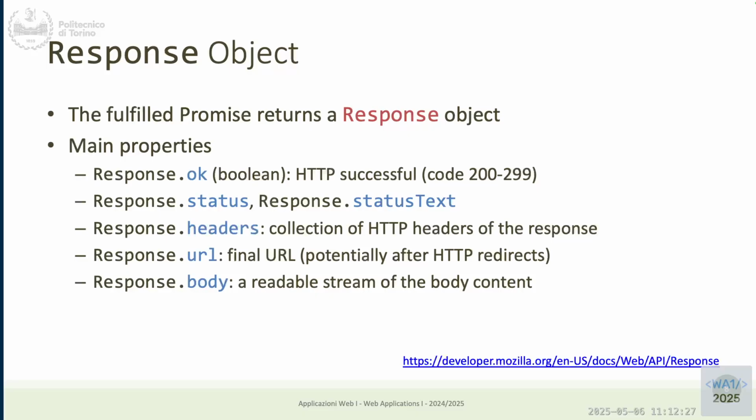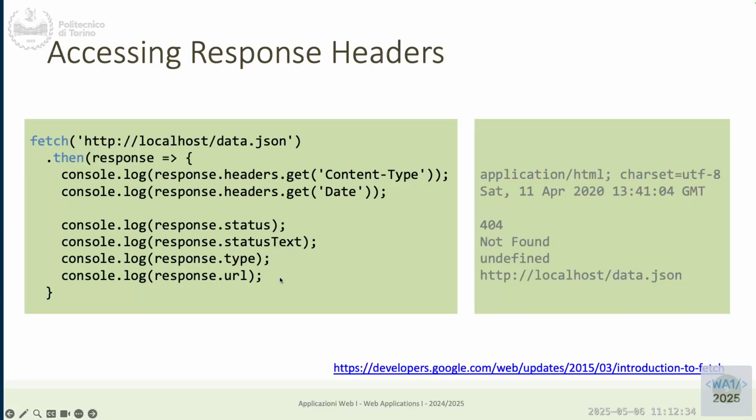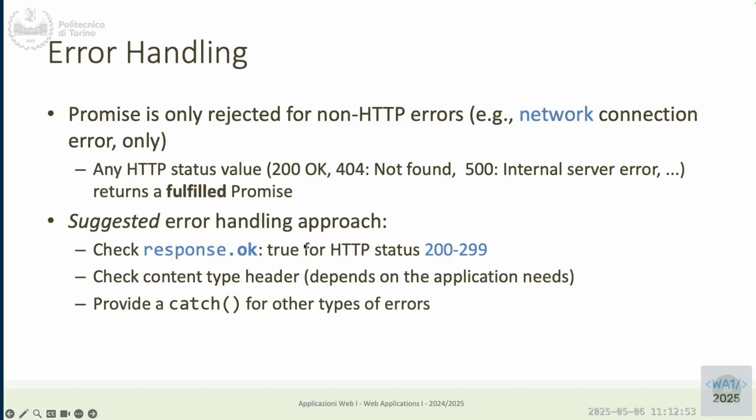We have just a stream from which we can read the body, which maybe takes some time to download. So we can extract and see the content of the response. You see fetch, a given URL, then, and we have a response that we can query. The headers is a dictionary, and the other values are just variables. But then what happens when something goes wrong?